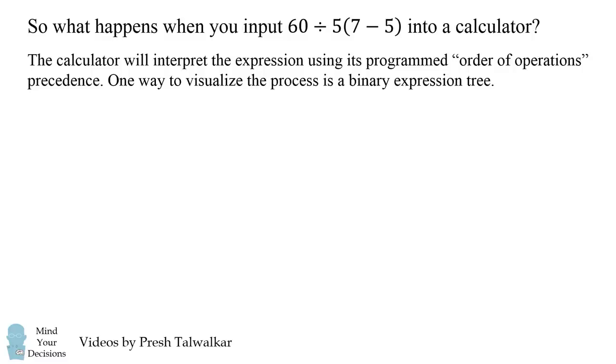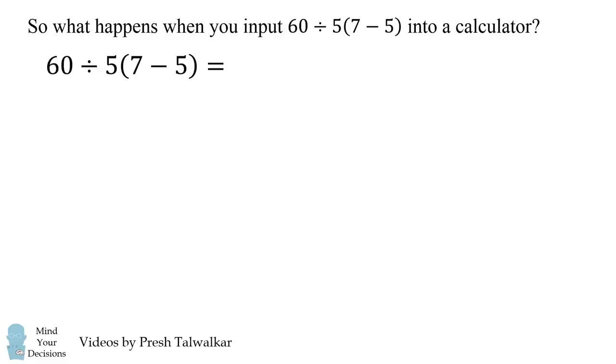The calculator will interpret it using its programmed order of operations, its own precedence of how to evaluate different operators. One way to visualize the process is a binary expression tree. So imagine you put this into a calculator. It's going to make a guess about how to interpret this. And one way a calculator will interpret this is just as I explained using PEMDAS, by putting a parenthesis between the 60 and the 5.